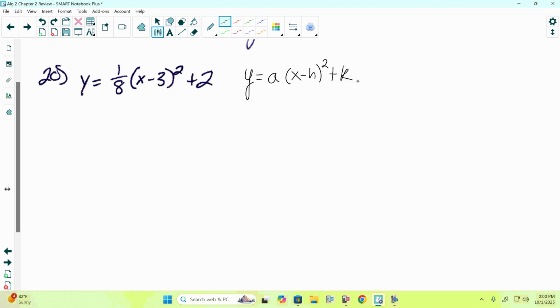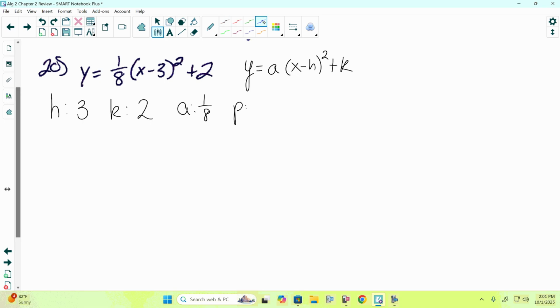Now, it might be helpful to line it up with the general form, put them next to each other. Because even with this, we still need to find the values of h, k, a, and p. A is what? 1/8, because 1/8 is in the place of a. H is almost +3, because x minus h, x minus 3, the sign in the middle is still negative, so h has to be positive. K is what? 2.